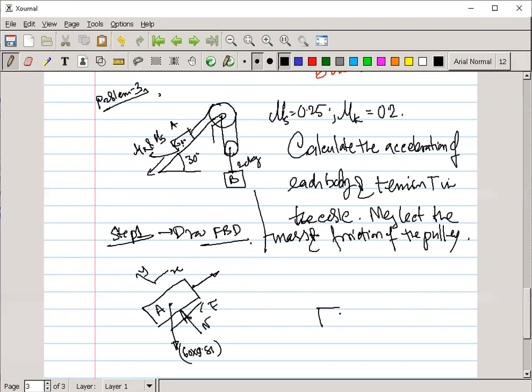And what is the free body diagram for B? Now here it is connected with a pulley, and that pulley has tension on both sides, meaning 2T, and its own weight, which is 20 into 9.81. Up to this, is everyone clear? Up to this, is it clear?